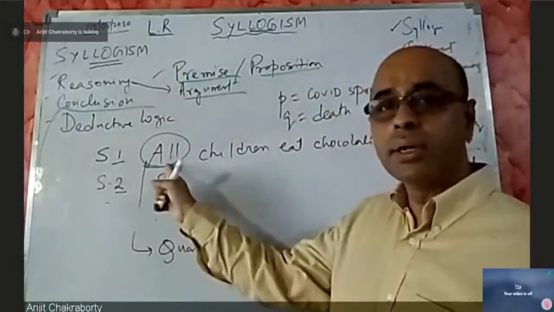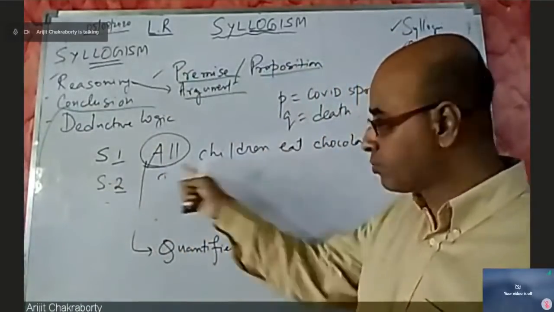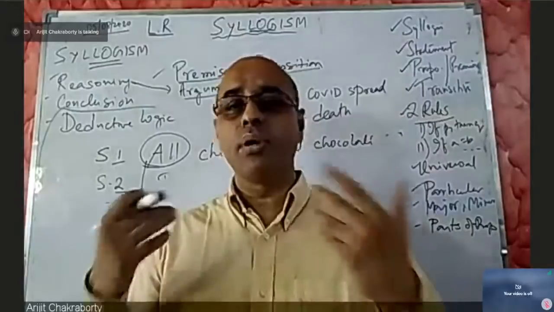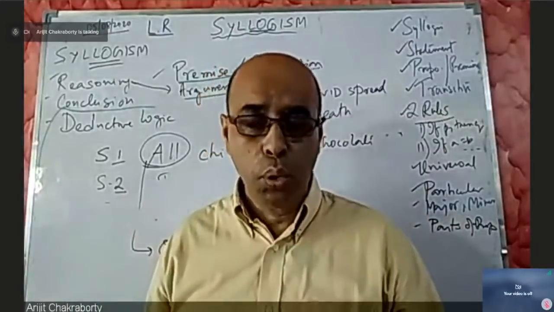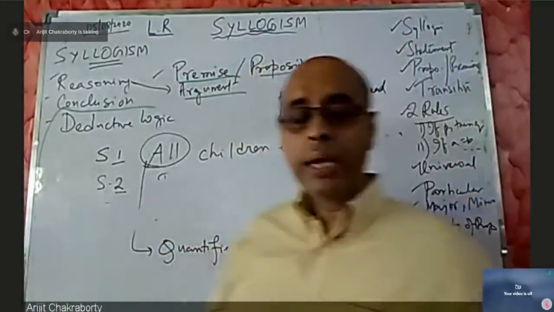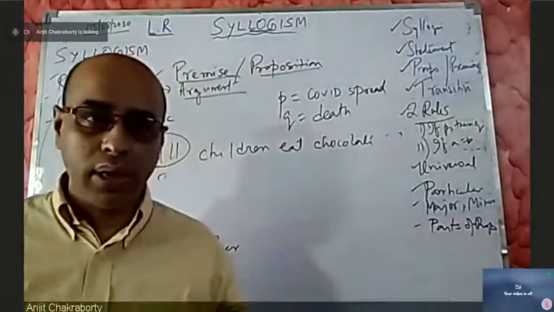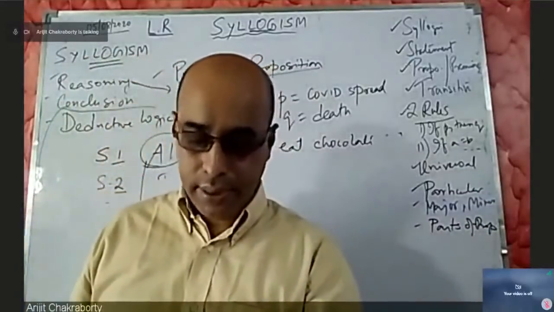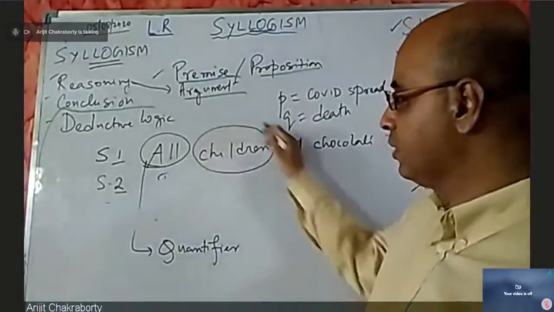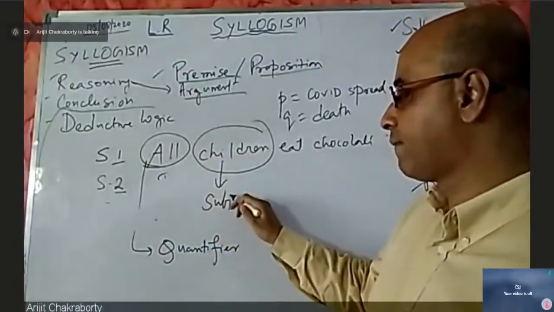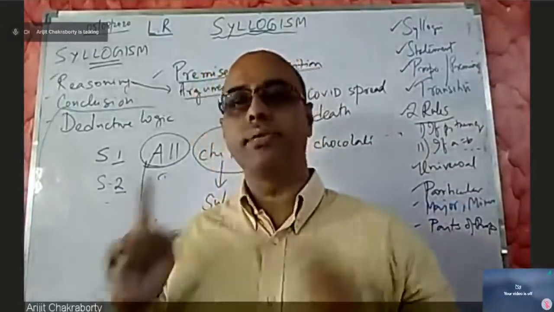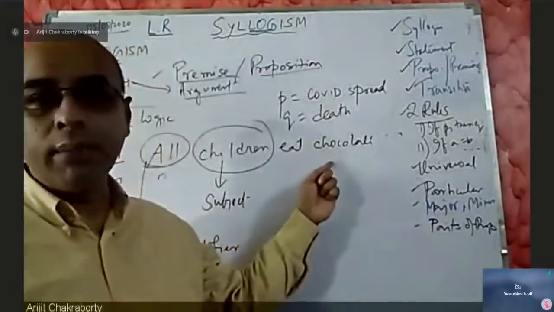So the first word of any proposition, of the sentence, is called quantifier. It can be all, it can be some, it can be few, it can be none. Now, in grammar, long back in your school, you learned about subject and predicate. So here, the word children is called the subject. All children eat. What do they eat? They eat chocolate. So the word chocolate becomes the predicate.